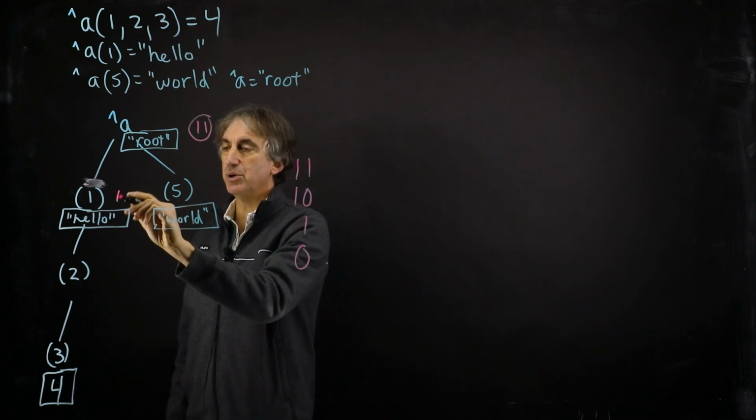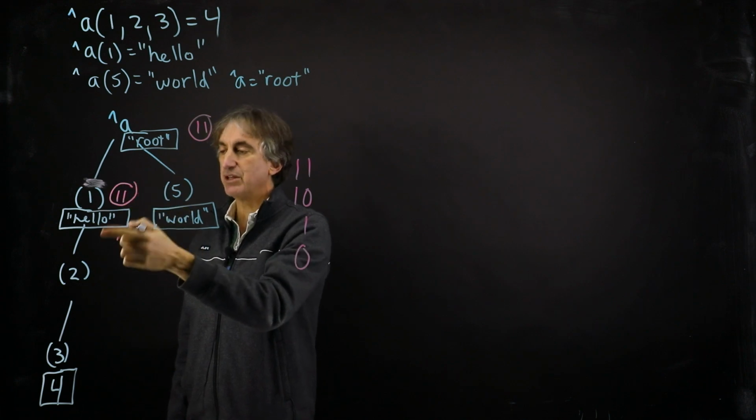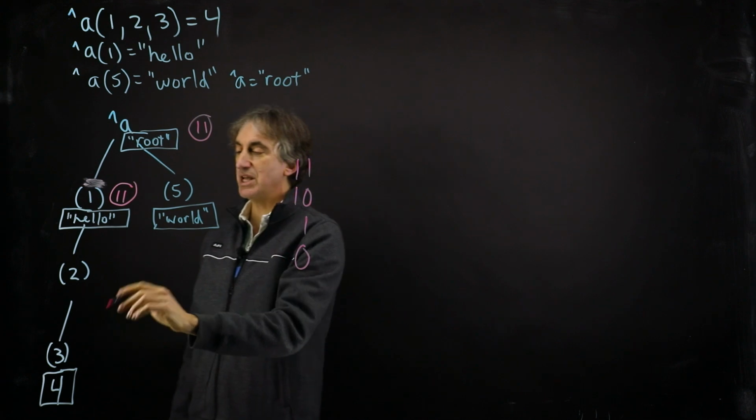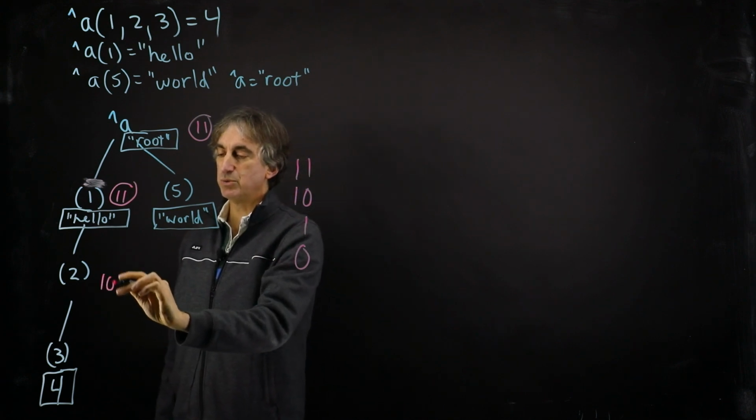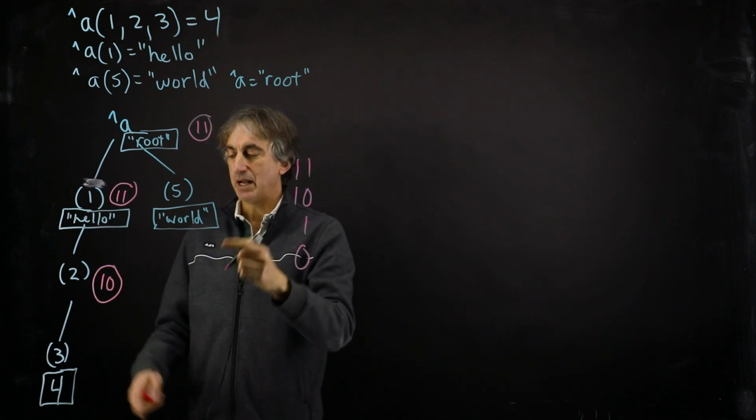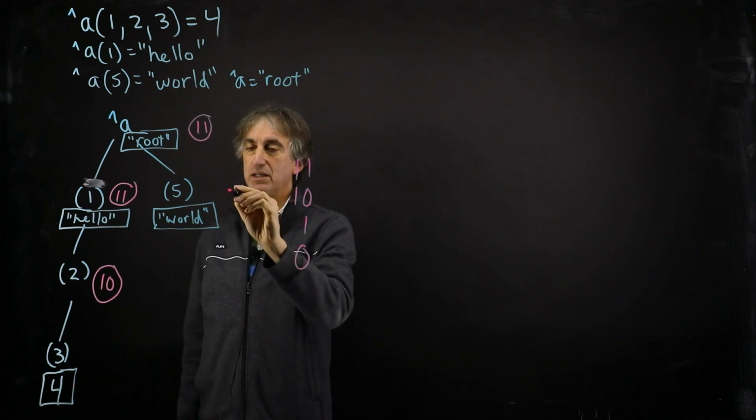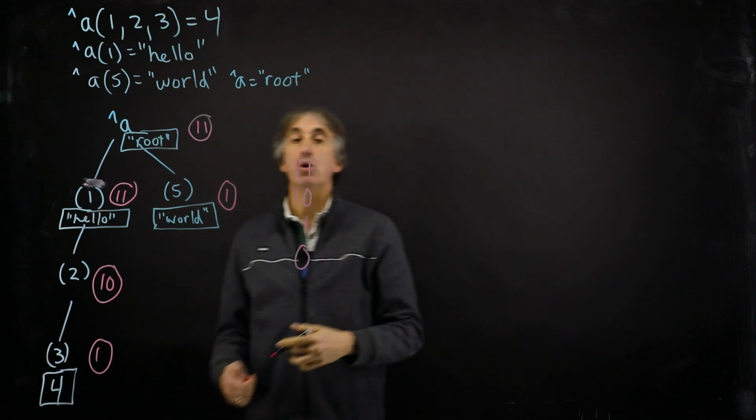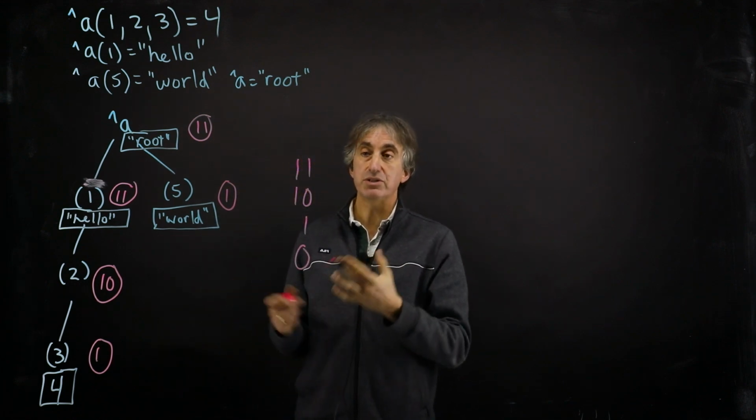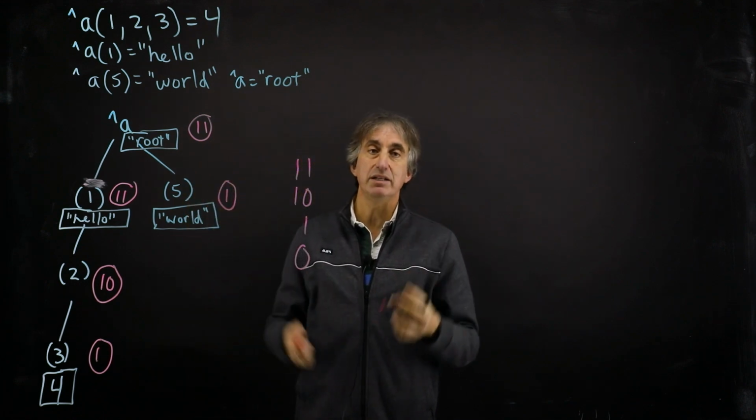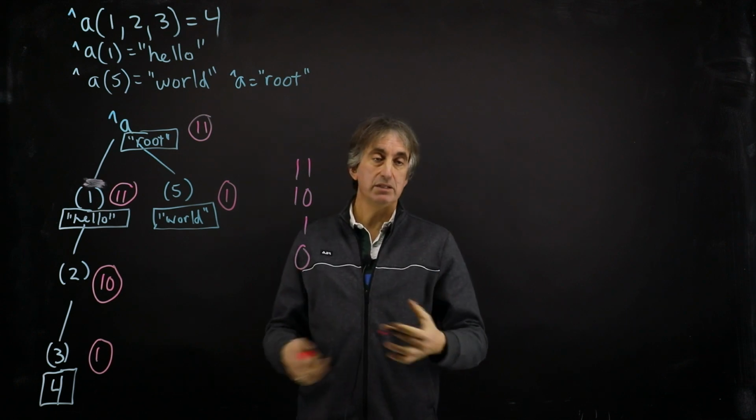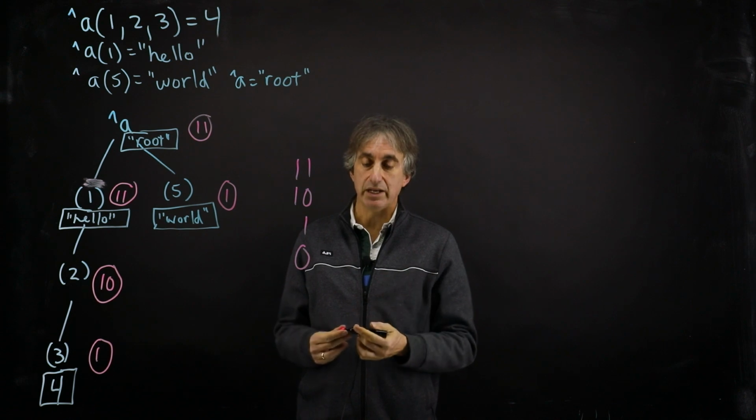Same thing for this node. There's a value, there are also descendants. This node, however, just has descendants, so isDefined would return a 10. And for the 2 leaves that just have data, isDefined returns a 1. If we called isDefined on a node that doesn't exist, like A of 99, we would get a 0. 0 means no data, no descendants. The node does not exist.